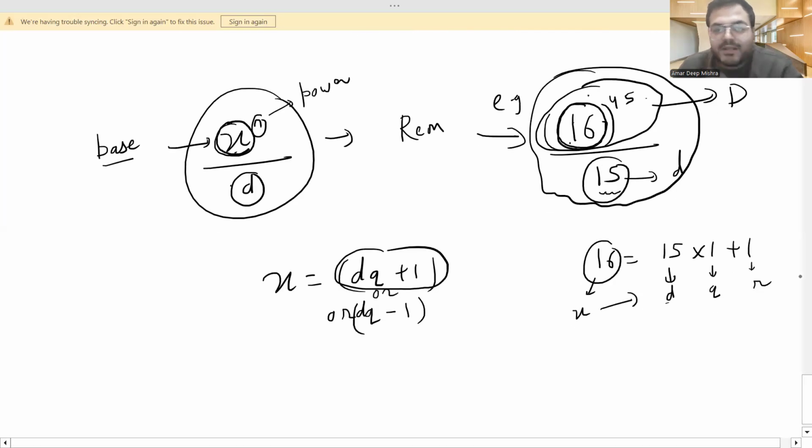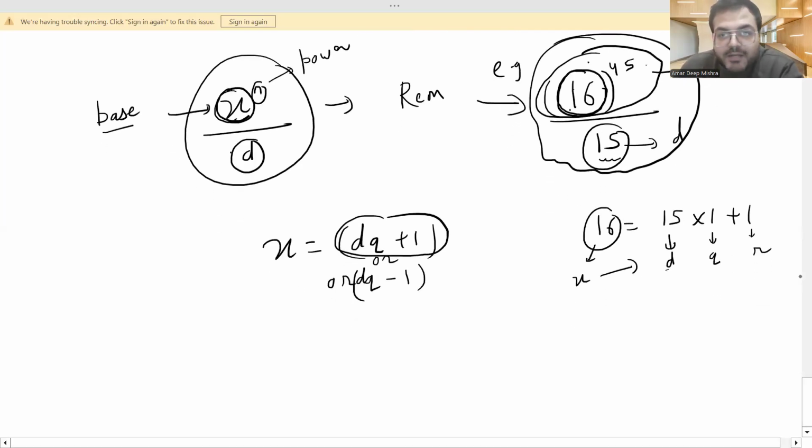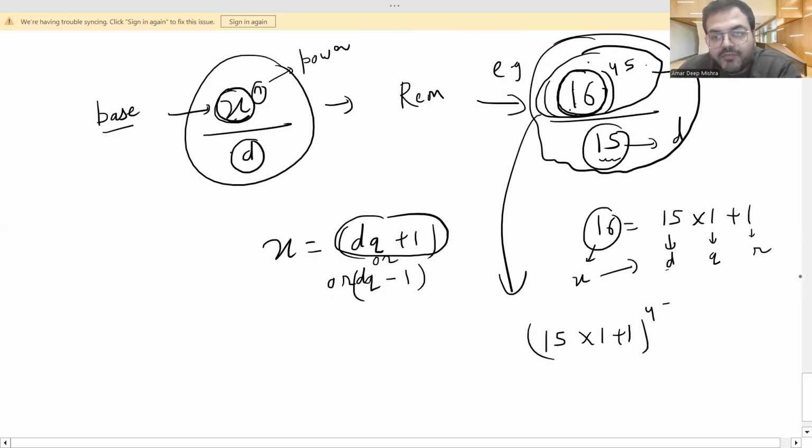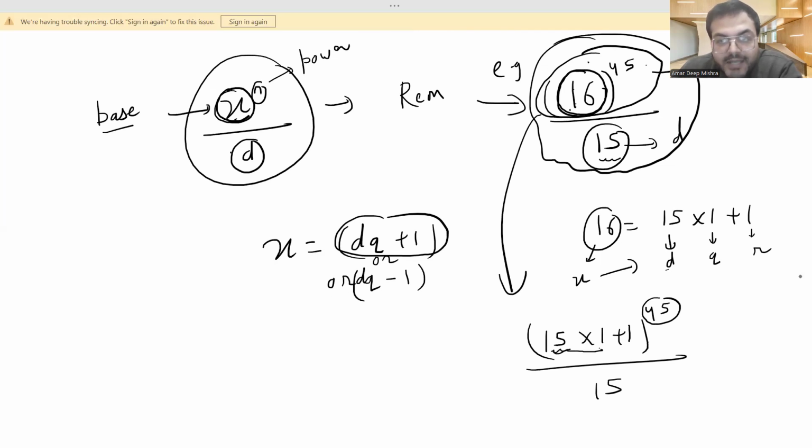Now, the moment you get this format, you can write here, at the place of 16, 15 into 1 plus 1 to the power 45 upon 15. Now, irrespective of this power, you can see this 15 into 1 is divisible by 15 completely. And the remaining value is 1. So you can write it directly as 1 to the power 45 upon 15.